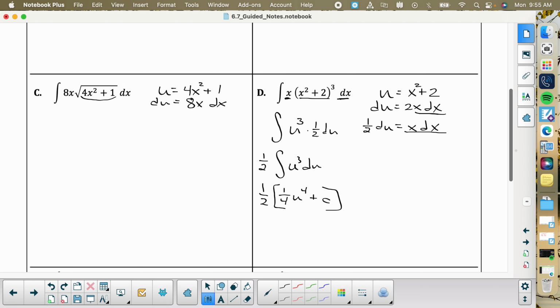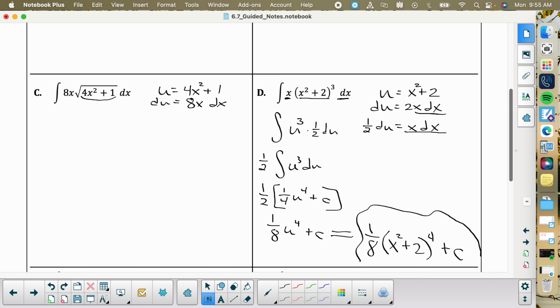So we would have 1/8 u to the 4th plus c. But at the very beginning of the problem, we started with x's, so we have to finish with x's. So we would re-substitute. And we put the x squared plus 2 back in place of u. It's once you get the system down, it's not bad at all. It doesn't feel much different than the easy parts.